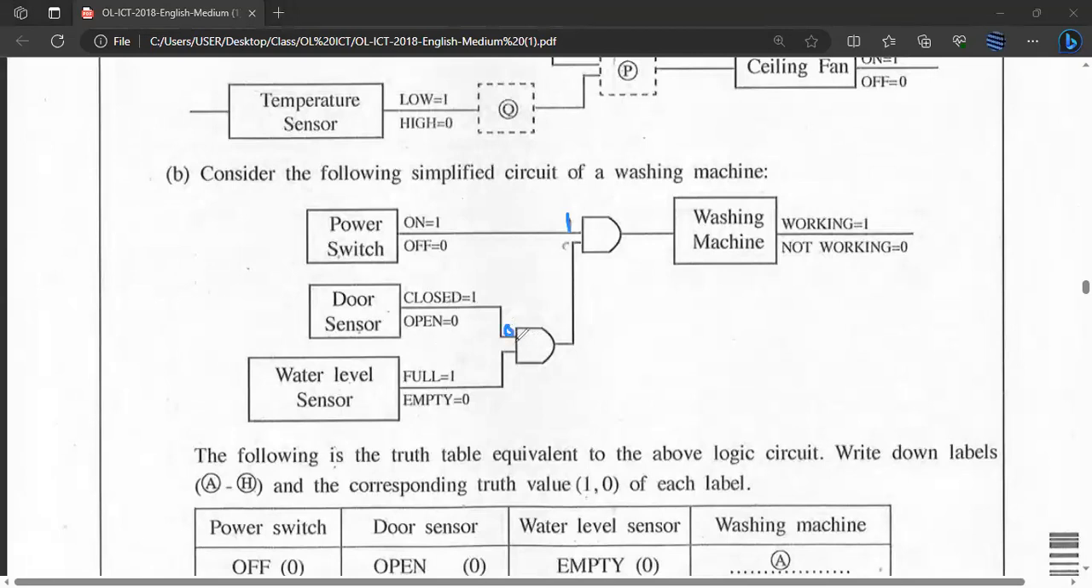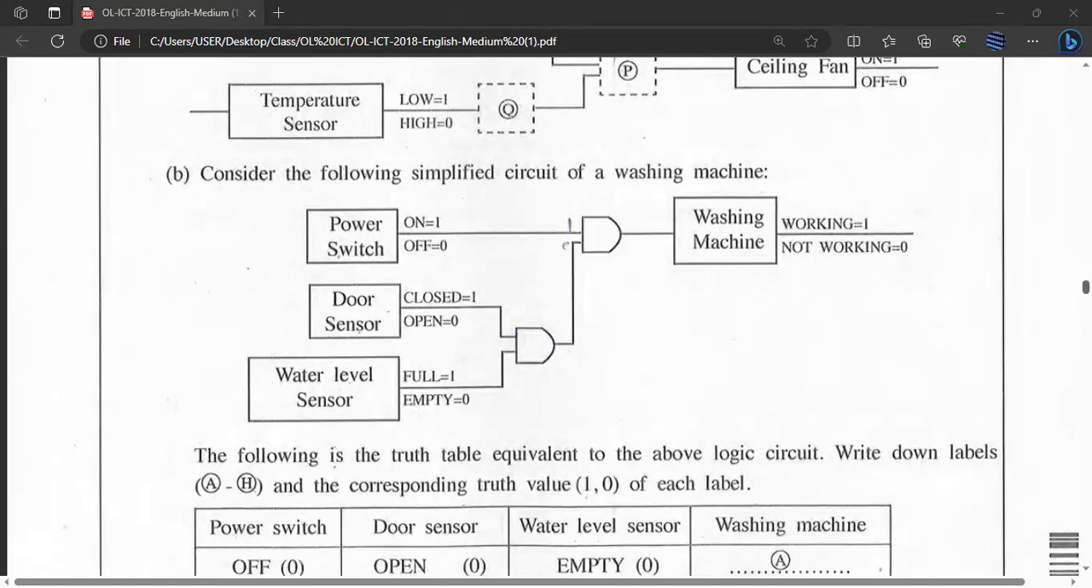So here also AND gate, no? Here maybe the input coming from here may be 0 or 1, but if this is 0, the output will be 0. In an AND gate, both the conditions must be satisfied. So if it is 0, then the washing machine won't be working, right? So that also is 0.